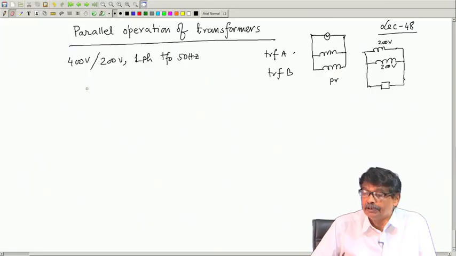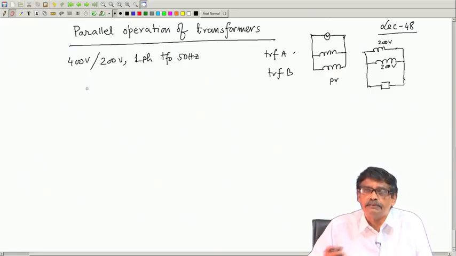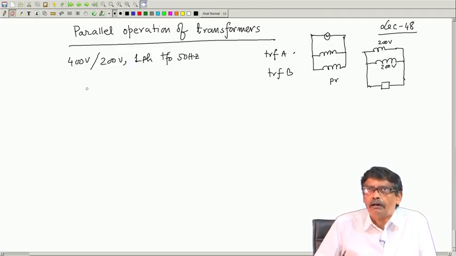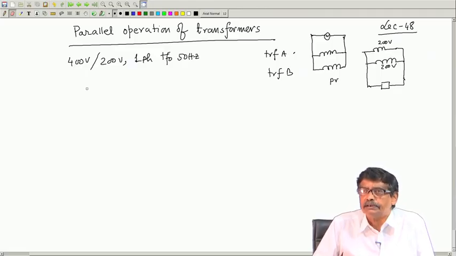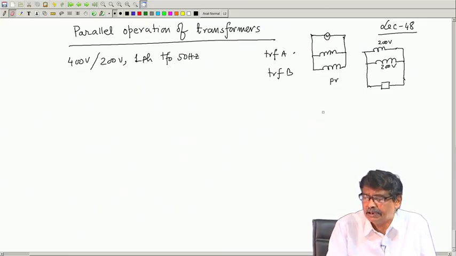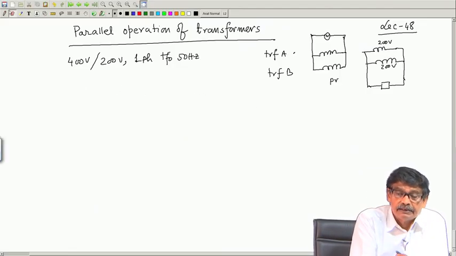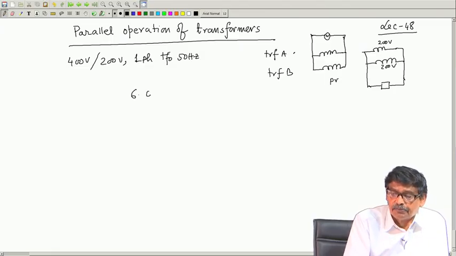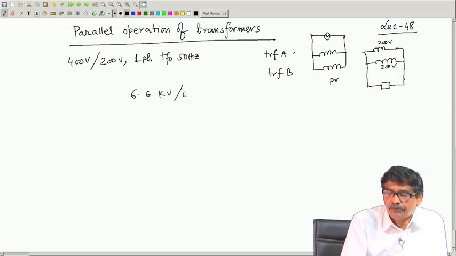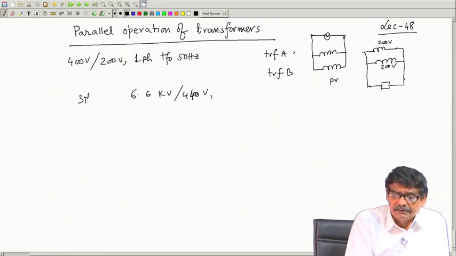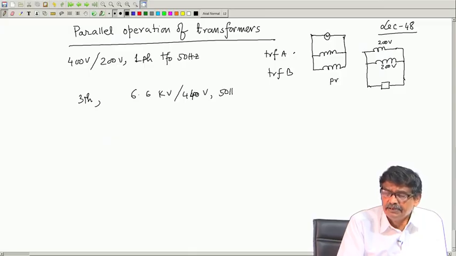But the problem is, suppose a locality is growing, and initially the demand for power is not that high. Suppose you select a 100 kVA transformer, 6.6 kV to 440 volt, to give you an idea. It is a 3 phase transformer, 3 phase 50 hertz. The kVA I am not writing.